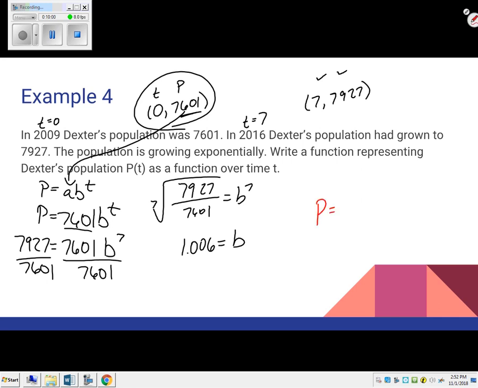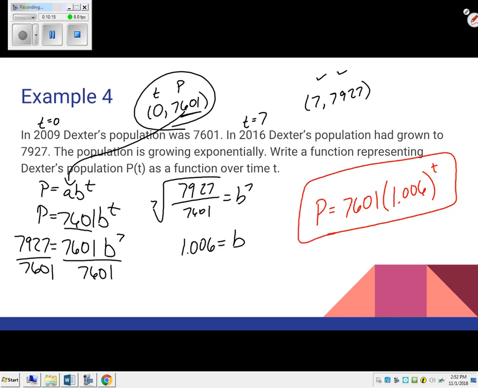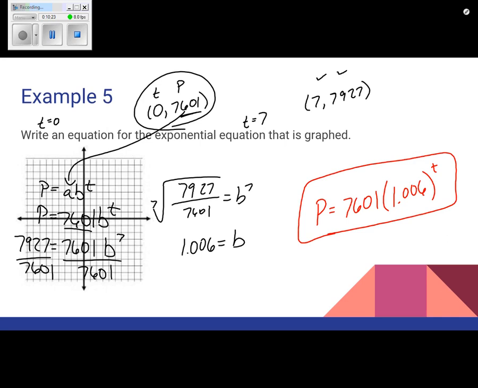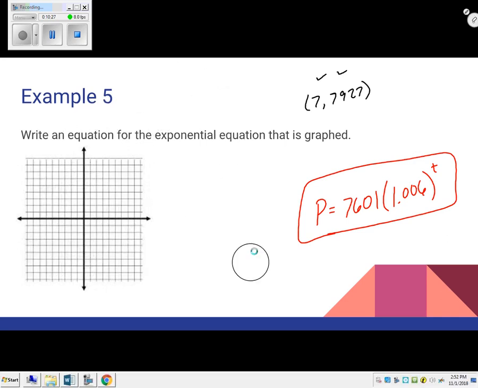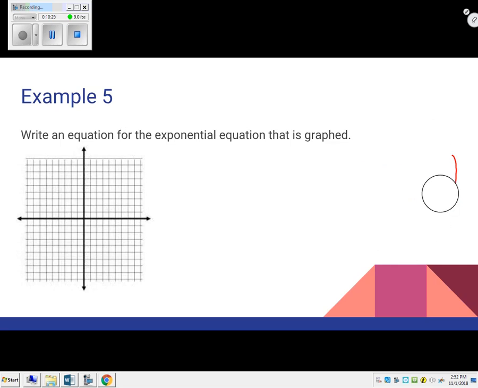My population is going to be based off this initial population times the growth factor raised to the number of years. And this will tell me the population of Dexter at any year that I need based off of t equals 0 being 2009. I do want to play with this graphically just a little bit, and then I will be done.